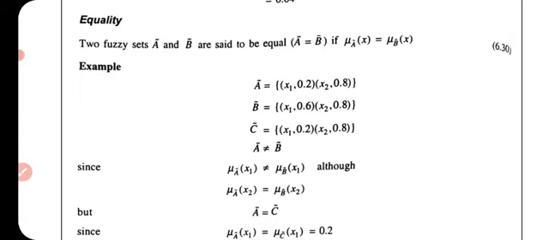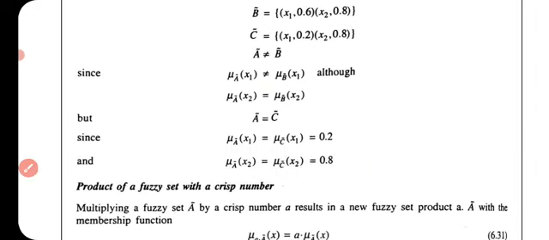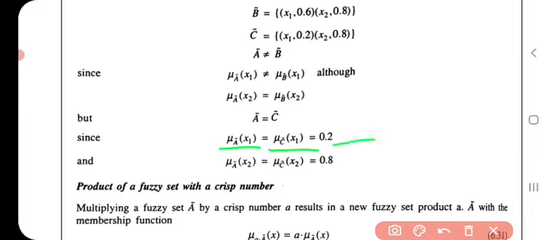So A is not equal to B because the x1 value is different, so the whole set is not equal. So we can write A is not equal to B, and obviously its membership function is not equal. But in case of x2, although mu A x2 is equal to mu B x2, if we compare fuzzy sets A and C, both variables' values are the same. Therefore, mu A x1 is equal to mu C x1 is equal to 0.2, and mu A x2 is equal to mu C x2 is 0.8. Right? So this is the equality function.